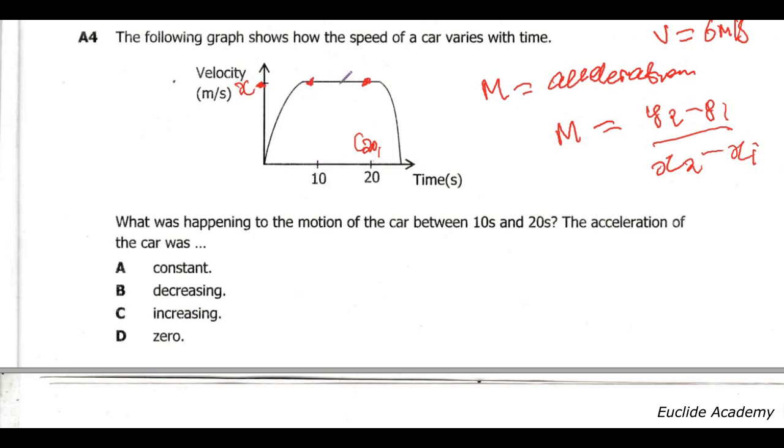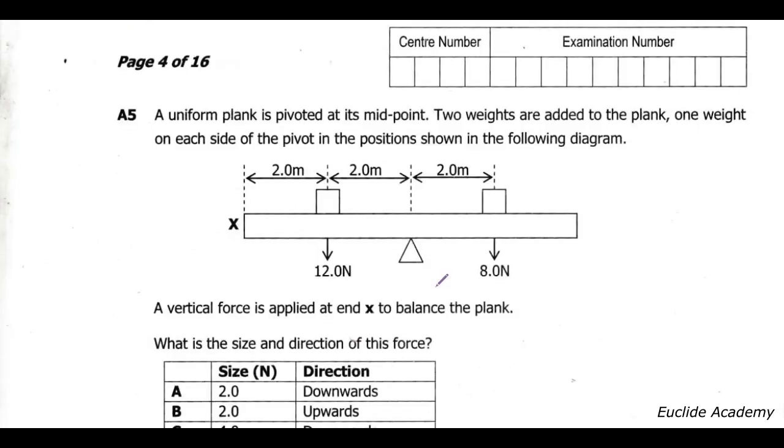So at this straight line, the gradient is equal to 0, because this would be x for this one. Meaning y2 will be x, y1 will be x, and you're going to have x minus x. What is it? It equals 0. Okay, so the acceleration of the car was constant, not really, decreasing, increasing, 0. Actually it was 0. Question 5.